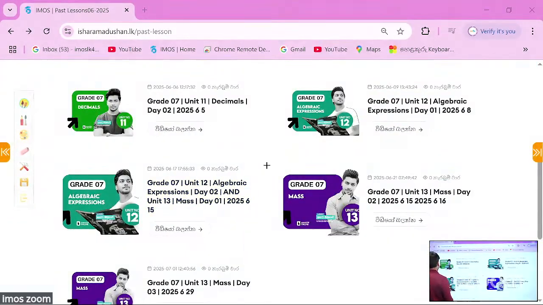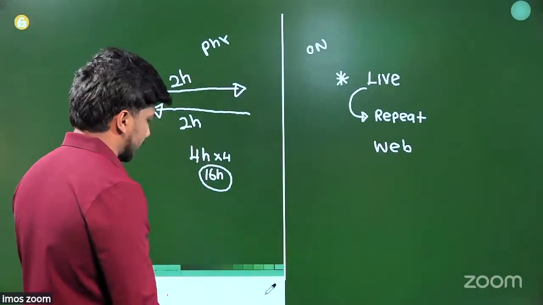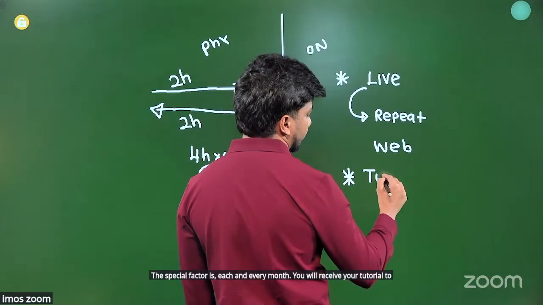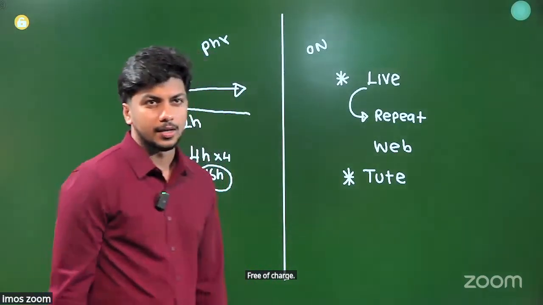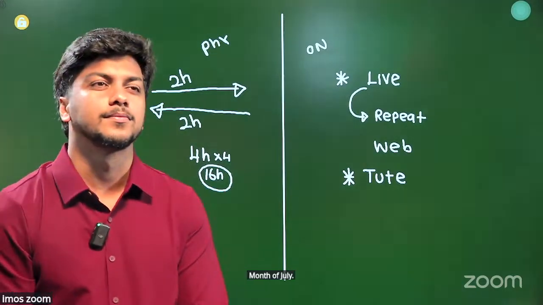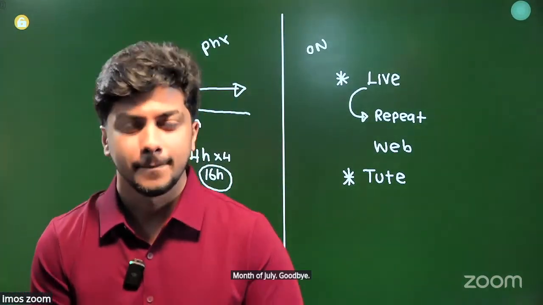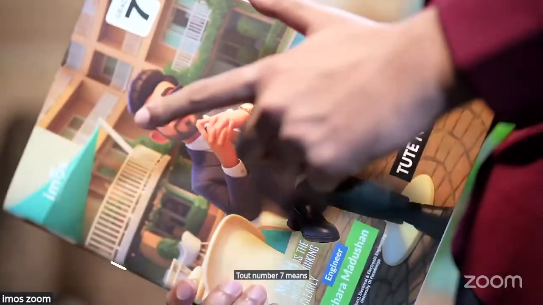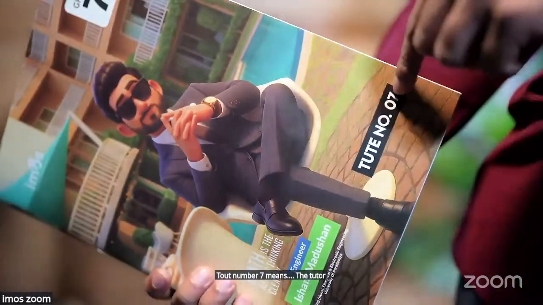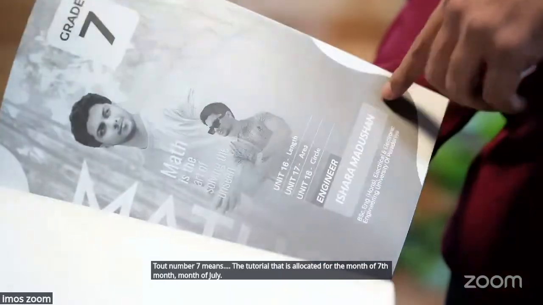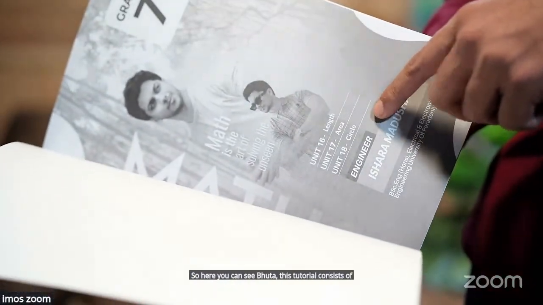Right. The special factor is each and every month you will receive your tutorial to your home free of charge. Let me show the tutorial of the month of July. You can see tute number 7. Tute number 7 means the tutorial that is allocated for the 7th month, July. So here you can see, this tutorial consists of length, area, and circle.